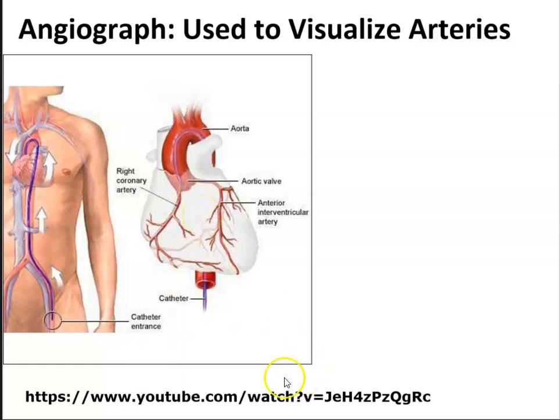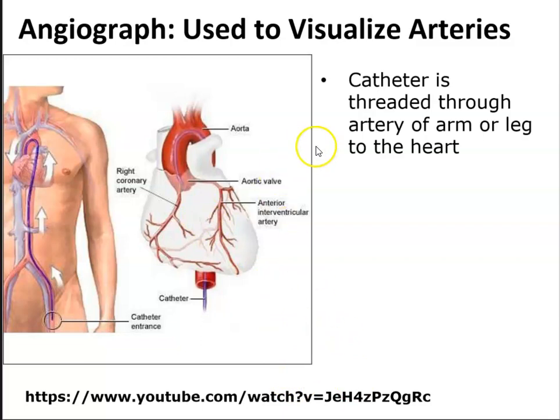So how do they perform angiography? Basically, they will take a catheter and it's threaded through the artery of an arm or a leg. Here they will enter through the femoral artery, and the catheter will go up that artery through the aorta into the heart. So we can then go into the different blood vessels coming off of that first part of the ascending aorta. We know that the right coronary artery and the left coronary artery are direct branches of the first part of the aorta.